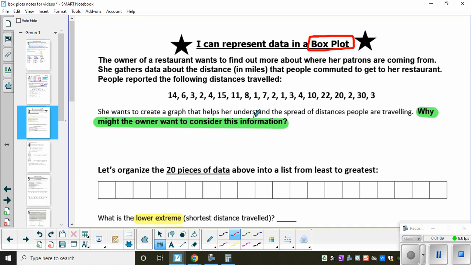If you just want to pause the video and jot down a few thoughts now, that'd be great, for why the owner might actually care to consider how far away people are traveling to get to her restaurant. So just pause it and jot down your thoughts.